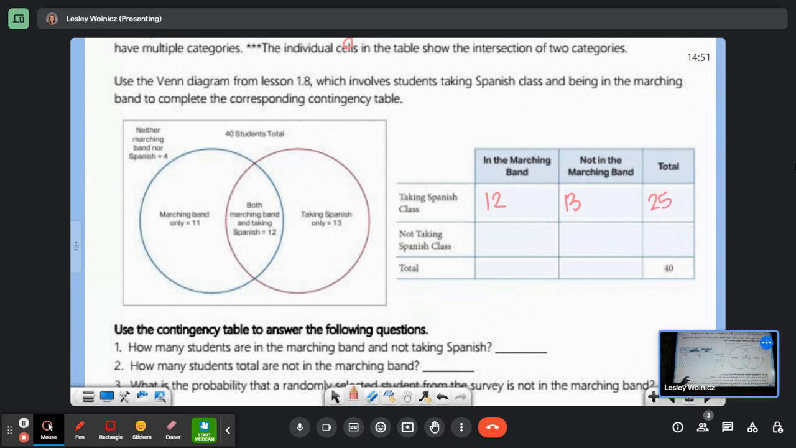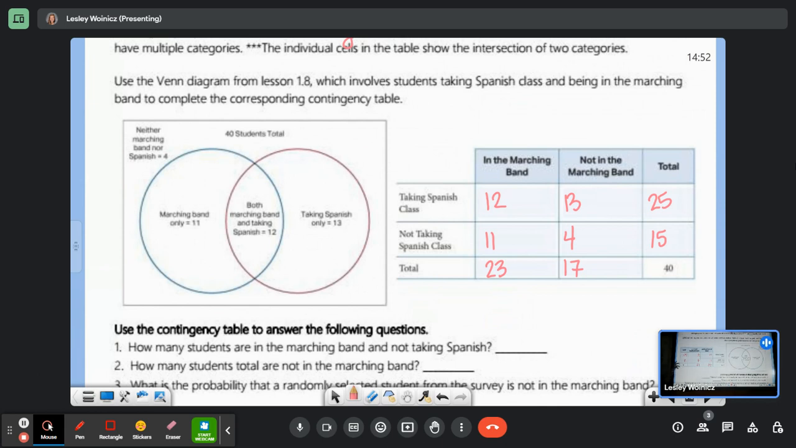Then we're looking at not taking Spanish. How many are not taking Spanish but are in marching band? 11. How many are not in marching band or Spanish? 4, for a total of 15. In marching band, what am I getting? 23. Not in marching band is 17. Does that look right? For a total of 40 students. So we know that we've done this correctly if 25 plus 15 equals 40, and also 23 plus 17 is 40. Check, check.